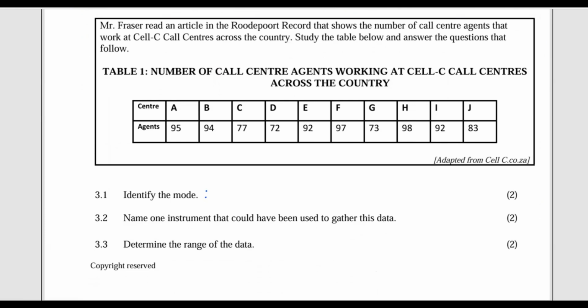We have 97, we have 98, we have 92 and 92. So you can see that 92 is our mode, okay? So 92 becomes the mode. And name one instrument that could have been used to gather the information. So you can use a questionnaire. Okay, questionnaire is basically an instrument that can be used.